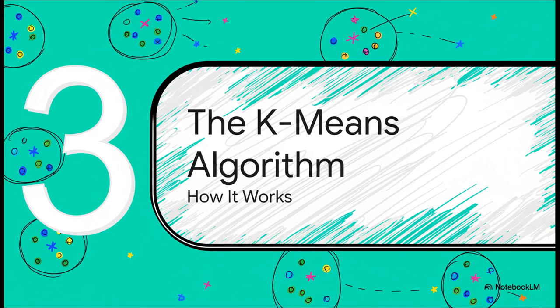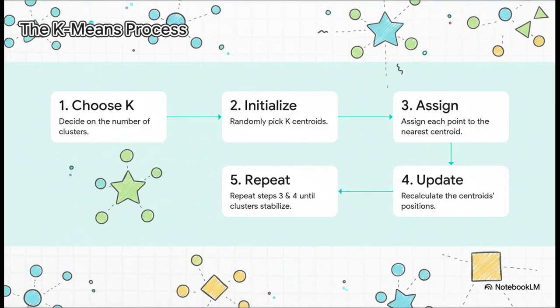Let's actually walk through how the k-means algorithm puts all of these pieces together. It's this really elegant repeating process. So first up, you have to decide on k. That's just the number of clusters you want to find. Then the algorithm just randomly drops k centroids into your data. Step 3, it looks at every single data point and assigns it to whichever centroid is closest. Then, step 4, it recalculates the center of those newly formed groups and moves the centroids. And here's the magic. It just keeps repeating those last two steps, assign, update, over and over, until the groups settle down and the centroids stop moving.